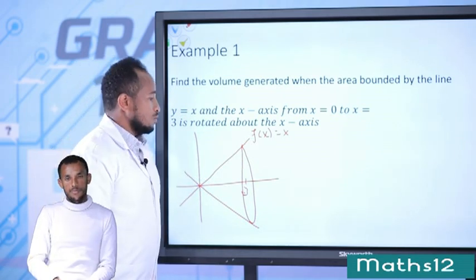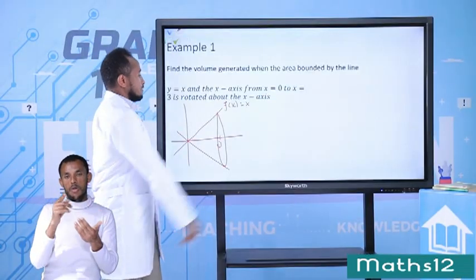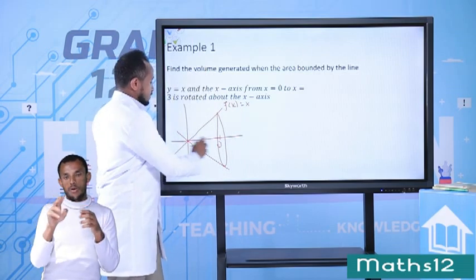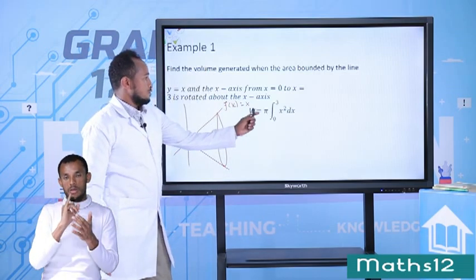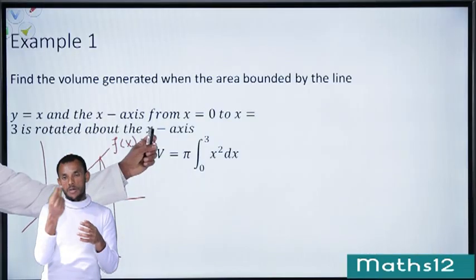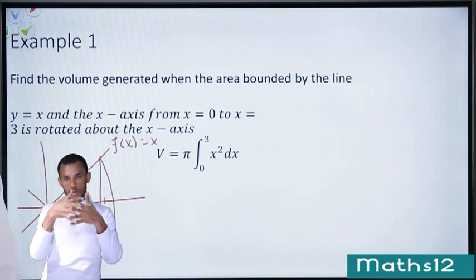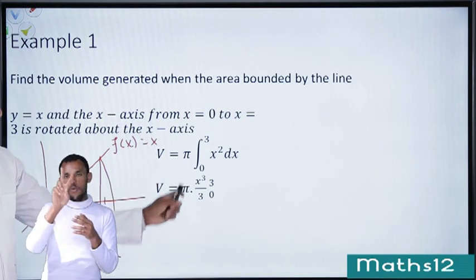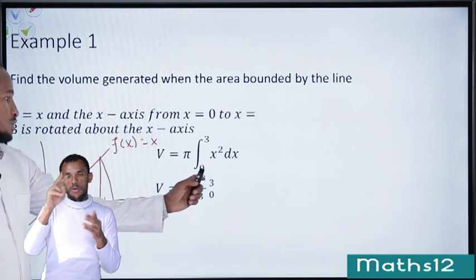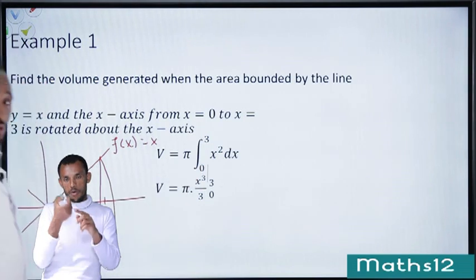To evaluate the volume, you simply integrate the function f of x squared on the interval 0 to 3. That is, the volume is equal to pi times the integration of f of x squared, x squared dx, from 0 to 3. The integration is simple. So volume is equal to pi times the integration of x squared, which is x cubed over 3, from 0 to 3.